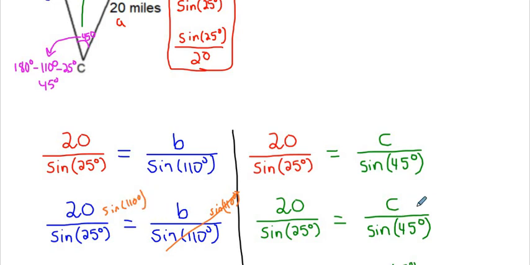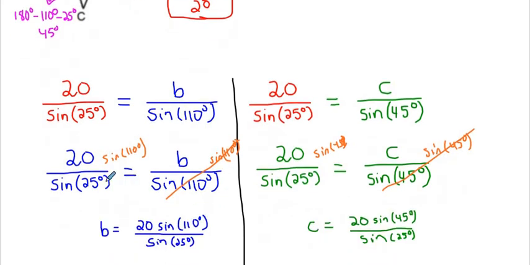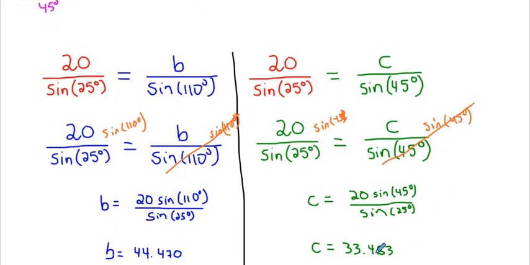Algebraic property of equality. Same thing over here, but notice that I just simply am going to be multiplying by sine of 45 degrees. So very easy to fix that, and same idea. It's just going to change what we solve it for. So over here, what we end up getting is B is equal to 20 sine 110 divided by sine of 25. And over here we get side C is 20 sine 45 divided by sine of 25. Those can simply be typed into a calculator.